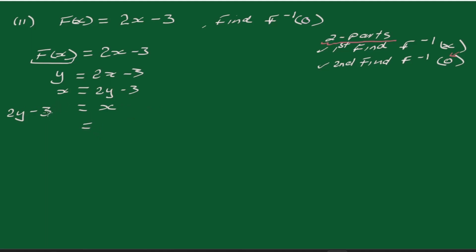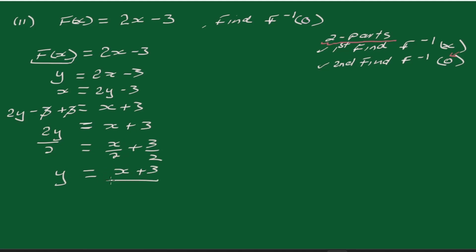Right, now I need to get rid of the negative 3 and the 2 in order to leave y by itself, because again, we're making y the subject of the formula here. So I'll add the 3 on both sides. Remember, the inverse of something will cancel out that. And I'm going to divide out the 2. Each term is divided by 2. So y equals x plus 3 all over 2.